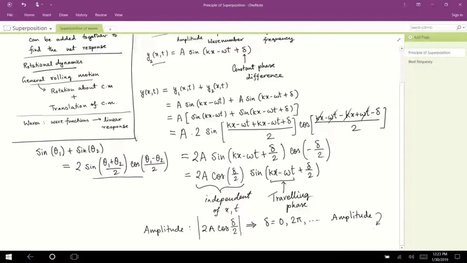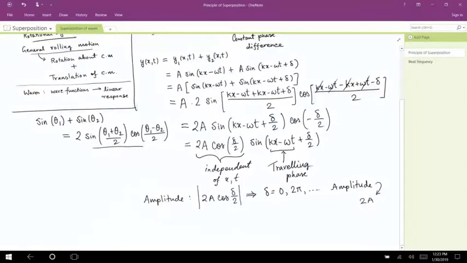And this amplitude is going to be 2 times a, because the magnitude of cosine delta over 2 for delta equals 0, 2 pi, etc. is just 1. Okay. What if delta equals pi, 3 pi, etc.? Well, in that case, cosine delta over 2, which is cosine pi over 2 or cosine 3 pi over 2, those are 0, which means that the amplitude then reduces down to 0. Okay, so that's the interesting thing.